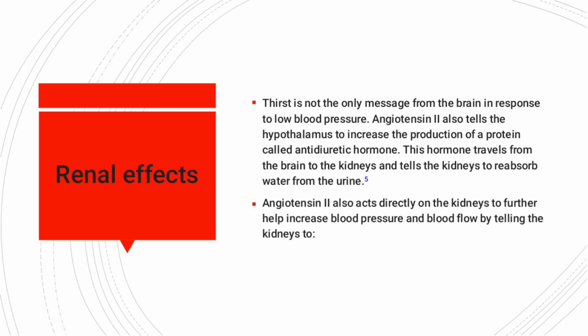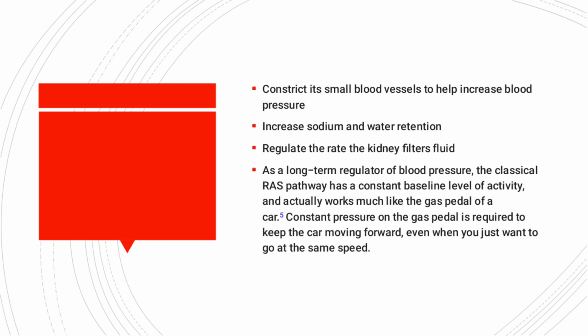Renal effects. Thirst is not the only message from the brain in response to low blood pressure. Angiotensin 2 also tells the hypothalamus to increase the production of a protein called antidiuretic hormone. This hormone travels from the brain to the kidney and tells the kidney to reabsorb water from the urine. Angiotensin 2 also acts directly on the kidney to further help increase the blood pressure and the blood flow by telling the kidneys to constrict the small blood vessels. They act to increase sodium and water retention. They regulate the rate at which the kidney filters fluid.